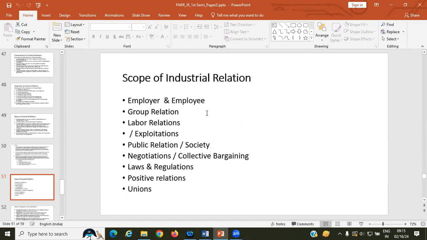Group means team. The organization has different teams for different activities. So if you have a good team, if the members of that organization or that group are well related, well talking, each one has trust among them, belief among them, and is helpful, then your performance as a group will be better. So group relationship is a big thing for industrial relations.